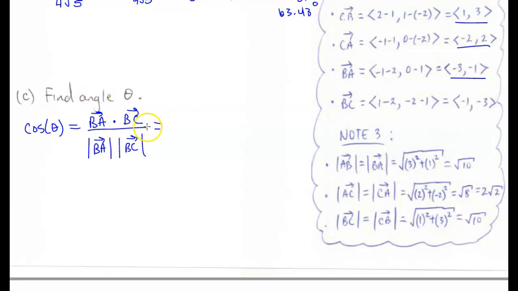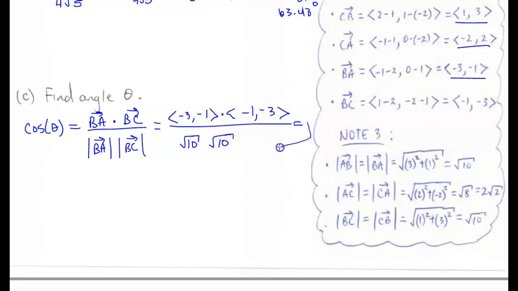Of course, vector BA is just going to be -3, -1. And we dot that with vector BC, which is -1, -3. And of course, the magnitude of BA is the same as it was for AB, which is square root of 10. And the magnitude for BC is the same as it was for CB, which is also square root of 10. So we know that our denominator here is just going to be 10, because square root of 10 times itself is just going to be 10.